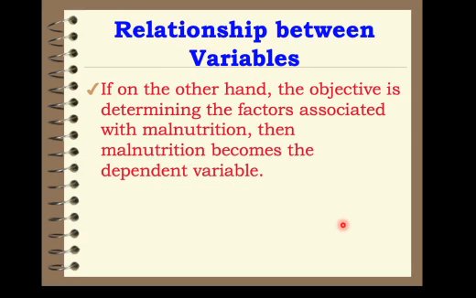If, on the other hand, the objective of the study is determining factors associated with malnutrition, then we know that malnutrition now becomes the dependent variable. If you get measles, then you're more likely to develop malnutrition.